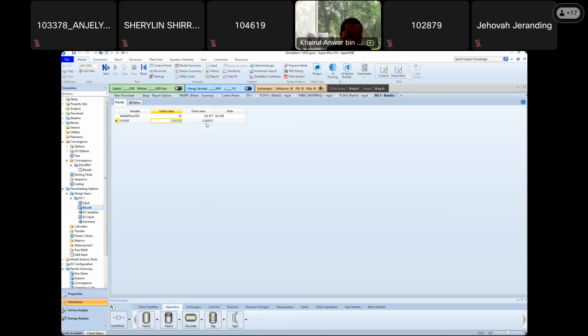So that is how you do the optimization using design spec. Later you can use it for the assignment, the IDP as well, rather than inputting a lot of unit operations or separators to achieve your goal. You can also use this design spec to do the iteration for you.